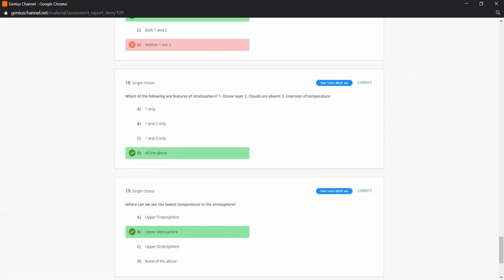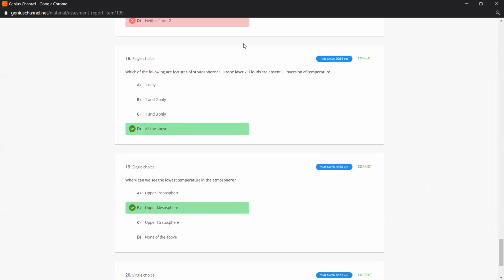Okay, which of the following statements about the features of this one? What are the things about the stratosphere? That means the next layer. The first layer is the troposphere. The second layer is the stratosphere. It has ozone. Yes. Clouds are absent here.